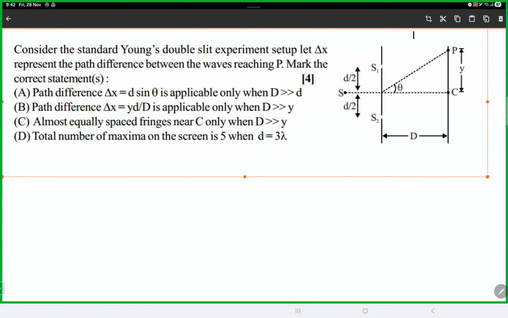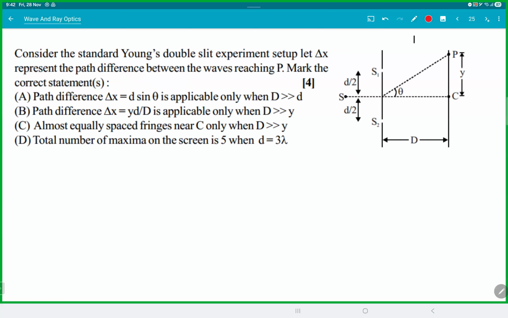Get this. This is something I already discussed. Let's get this. Consider the double slit experiment. Let delta x represent the path difference. Mark the correct statements.